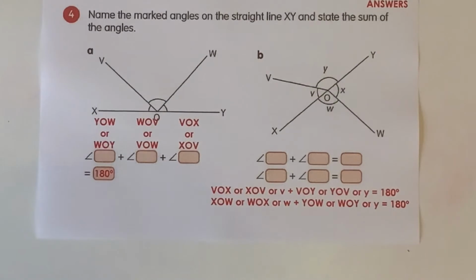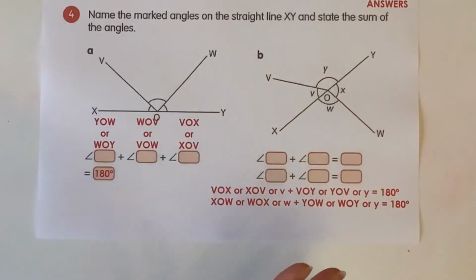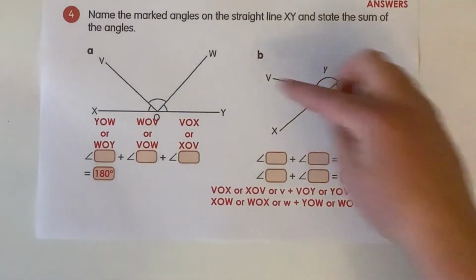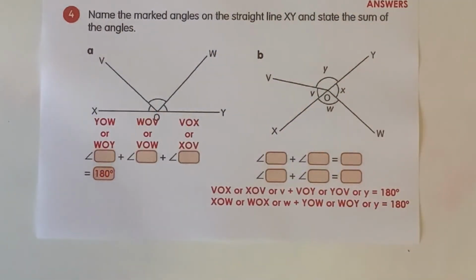With A, you may have written the angles in two different ways. You only need to do one way, so if you've done one way, that's fine. So my first angle here, for example, could have been VOX or XOV. So pause the video, check your answers.